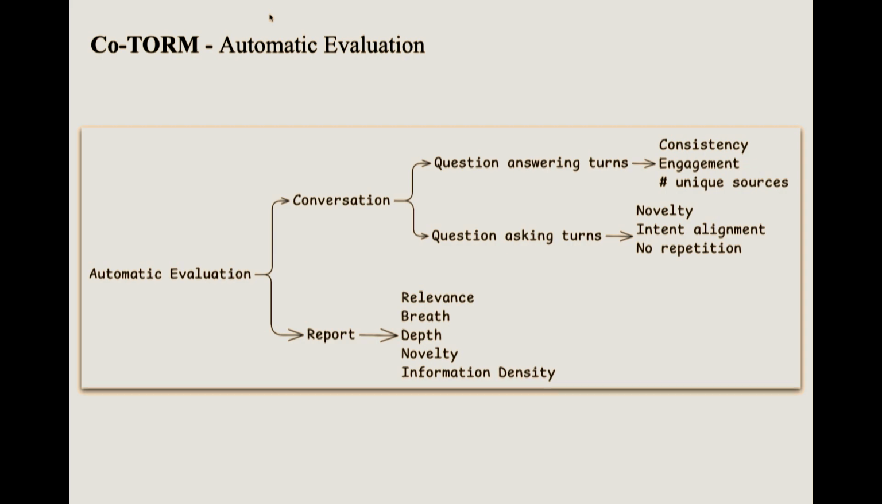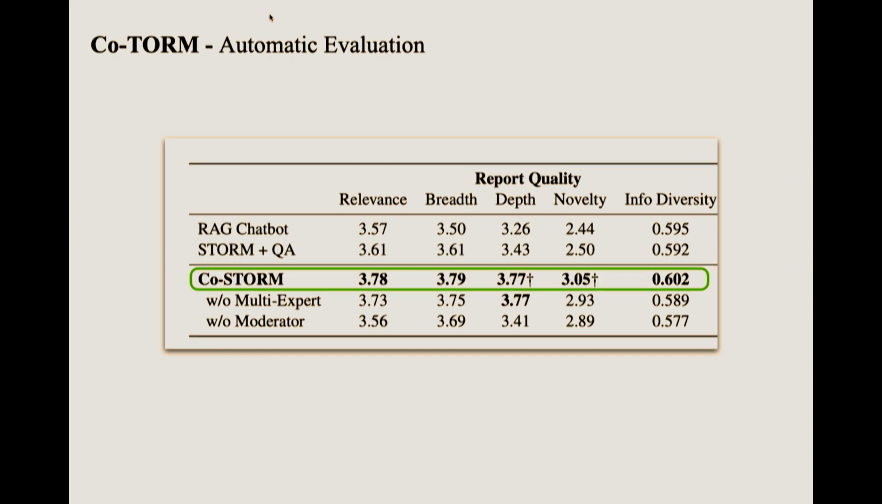And for the final report, we evaluate relevance, breadth, depth, novelty, and information density. For automatic evaluation, we compare Co-STORM with the RAG chatbot and STORM with QA. And Co-STORM outperforms the two baselines for final report quality on all dimensions.